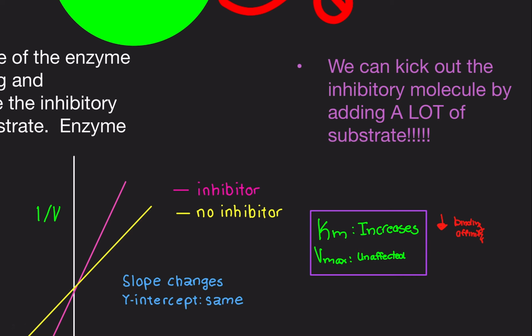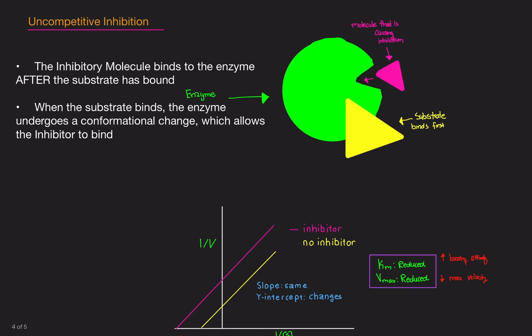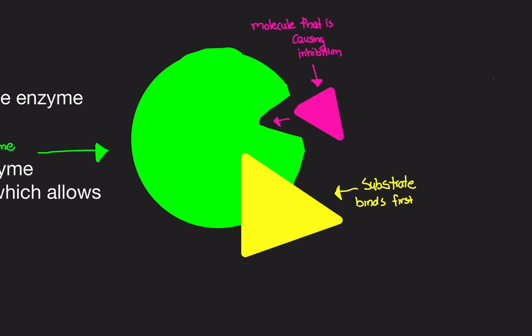The reason is because if you have a lot of substrate, we can get back to the original velocity, no problem. So the maximum velocity is actually not affected at all. It's just the Km. Now let's talk about uncompetitive inhibition. Uncompetitive inhibition is basically saying that this inhibitory molecule can only bind after the substrate has bound first to the enzyme. So only after the substrate has bound to the enzyme, then we have a conformational change, which causes an active site to open up for this inhibitory molecule to bind to.